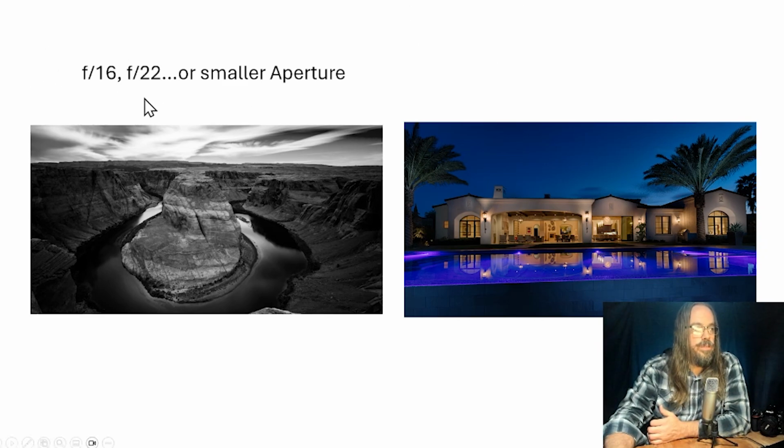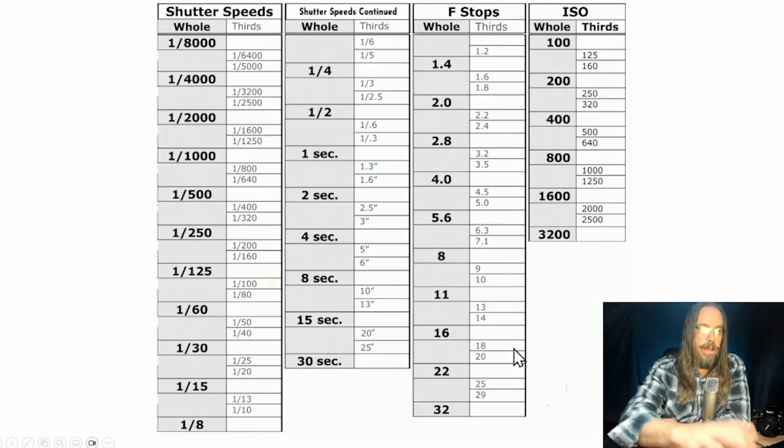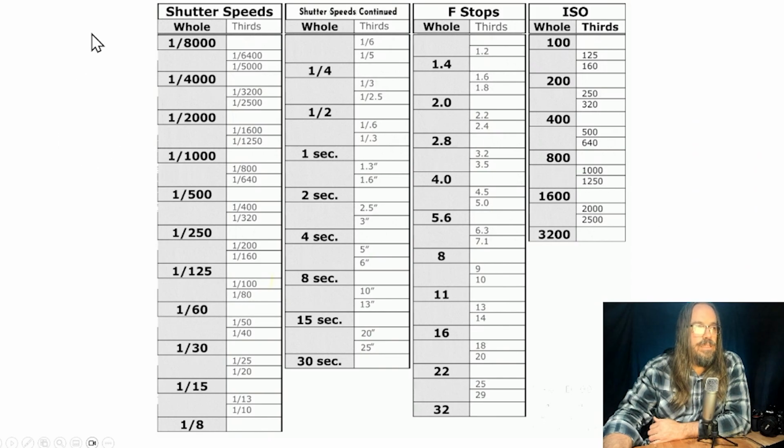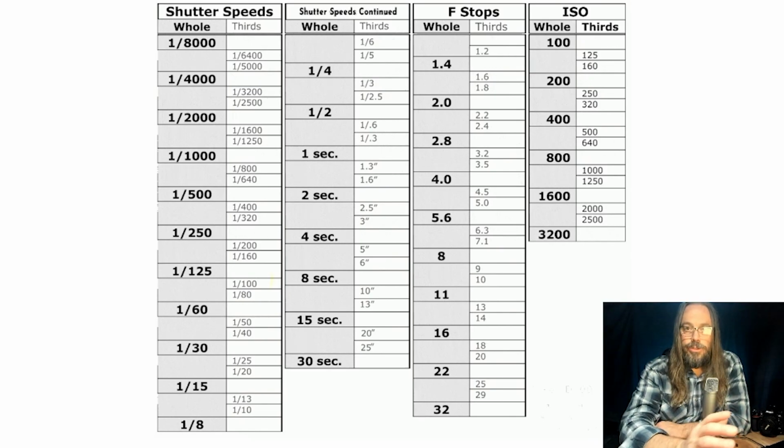Okay. So I put up here some examples. You could choose f16, f22. Some of your lenses can go to f32 or smaller possibly, but just know if you're trying to get everything in focus, use a very small aperture like that. Again, at the very end of this lecture, I put the photo equivalency chart up here. You'll notice the whole stops and then the third stops here. You can print this out, take it out with you if you need to, and run through the equivalencies and just count it out like you do on your camera.